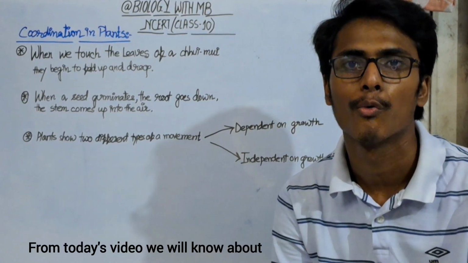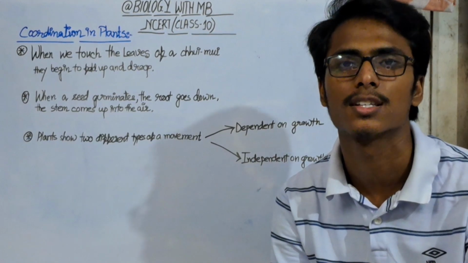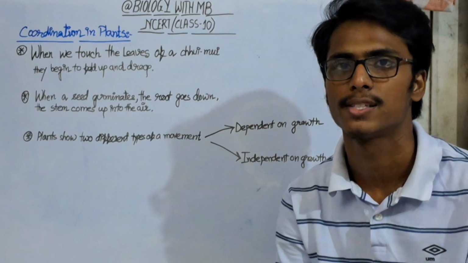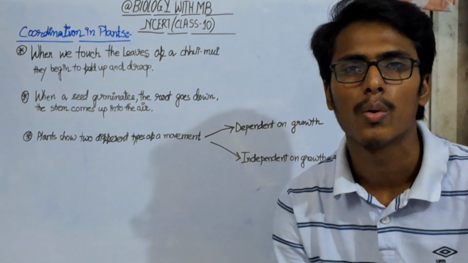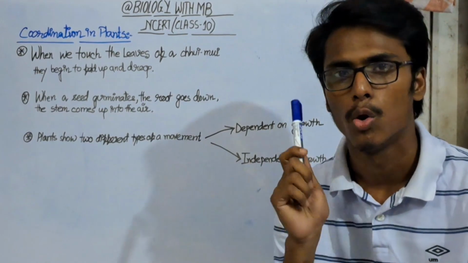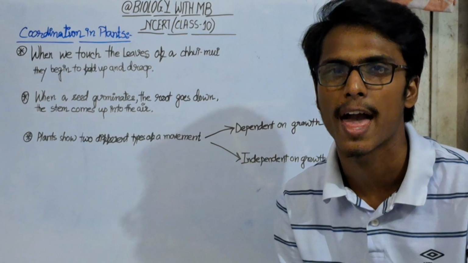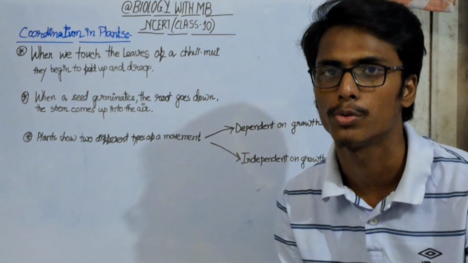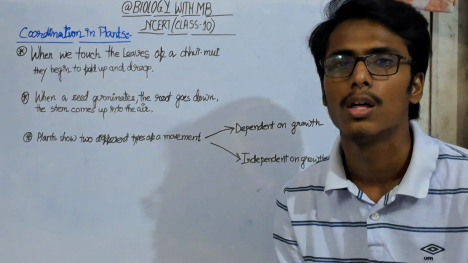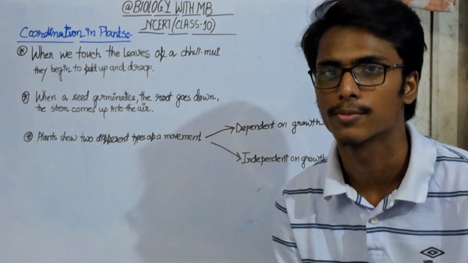From today's video, we will learn about coordination in plants. It is a class 10 NCERT topic and we will discuss it step by step. First of all, we know animals have both locomotion and movement, but plants do not have any kind of locomotion. They only have movement. Why? Now we will discuss the answer here.